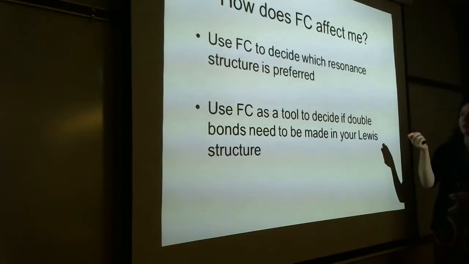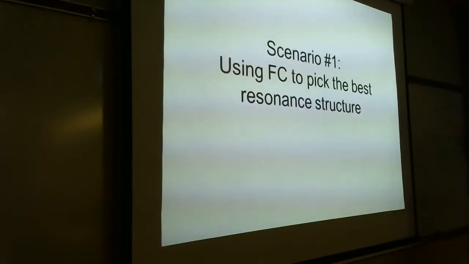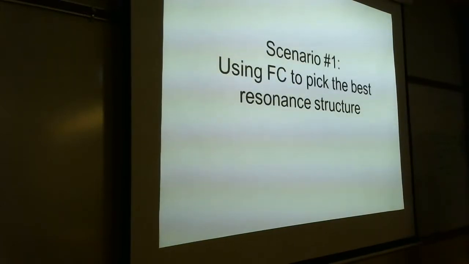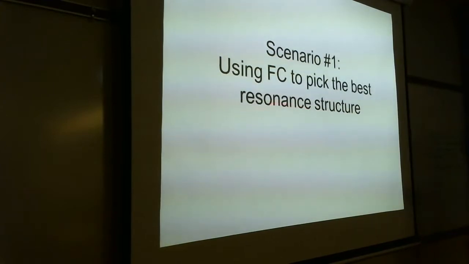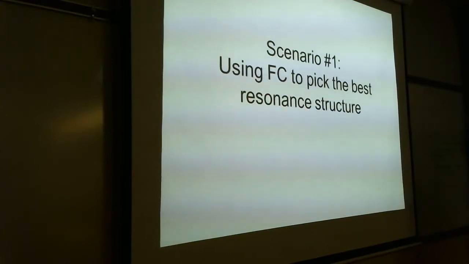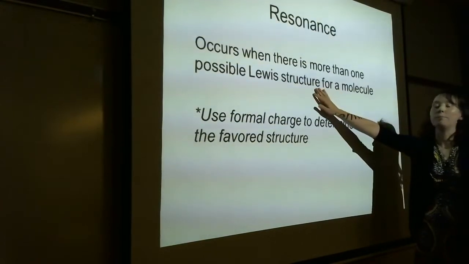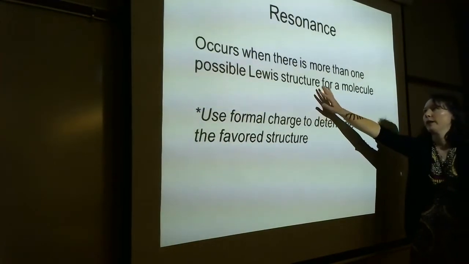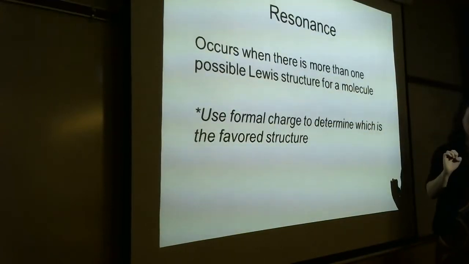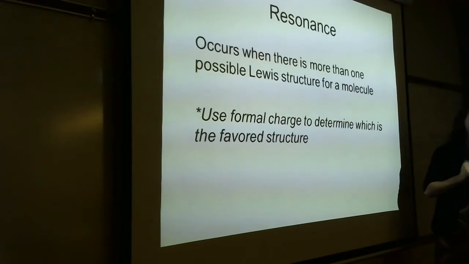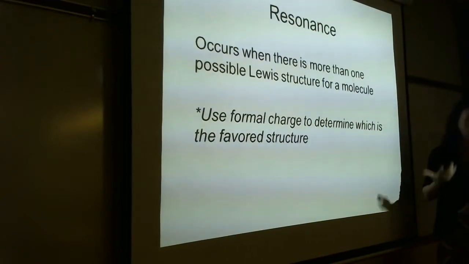So first of all, we use this word resonance. We have to define that. So let's talk about what resonance is. Here's the first scenario when we'll be using formal charge. We use formal charge to pick the best resonance structure. So what is resonance? It occurs when there's more than one possible Lewis structure. That's what resonance is. It happens when we've got more than one possible Lewis structure.